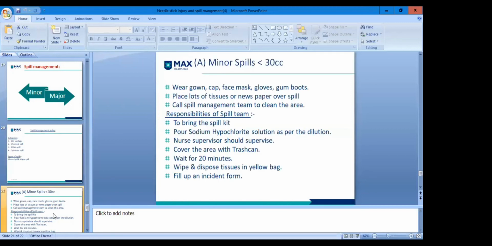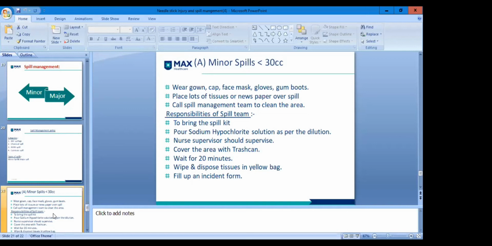We call it a minor spill if the volume is less than 30 cc. What we do is we have a spill team. We also have a spillage kit, which is kept in every hospital ward and in every area. This spill kit will have sodium chloride solution, a yellow bag, gloves and a gown. And what we have to do is take out that spill kit.